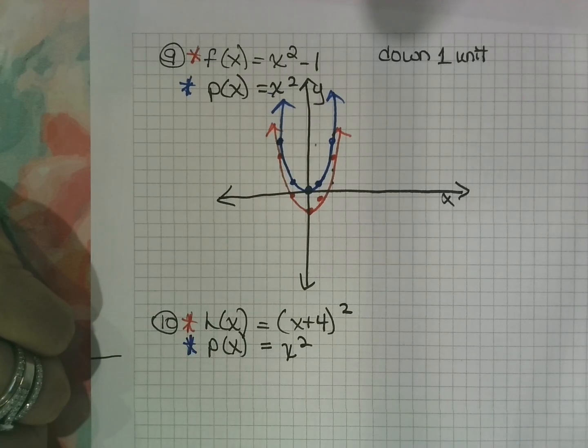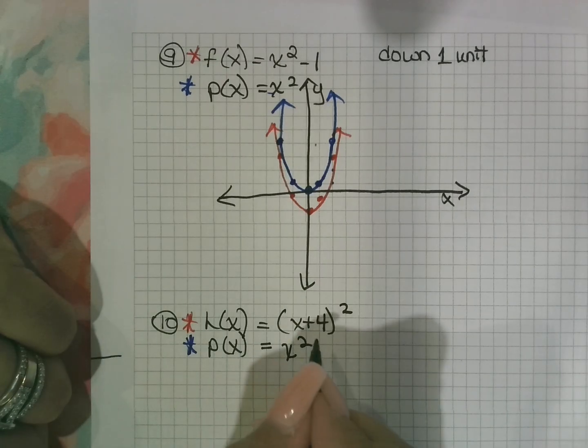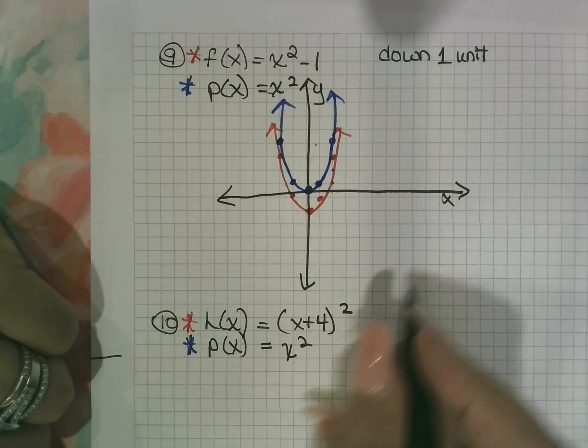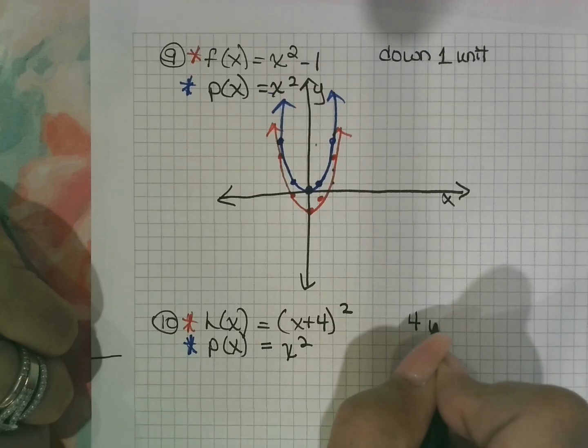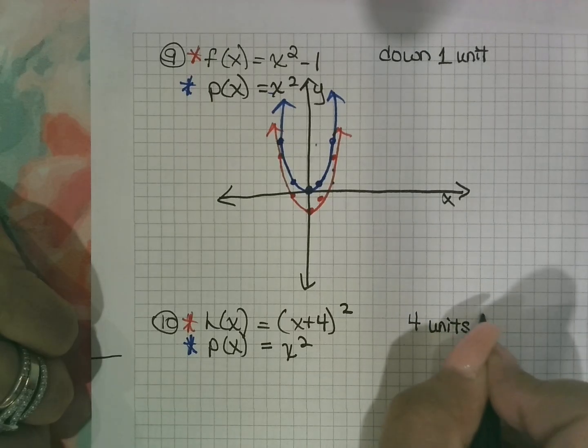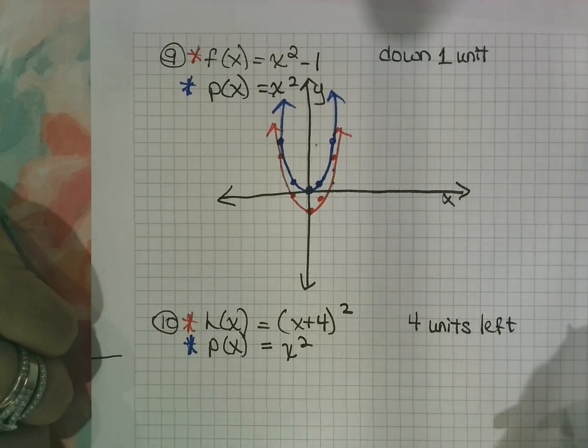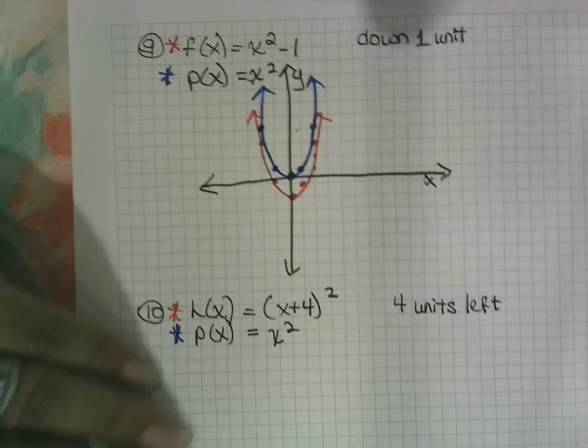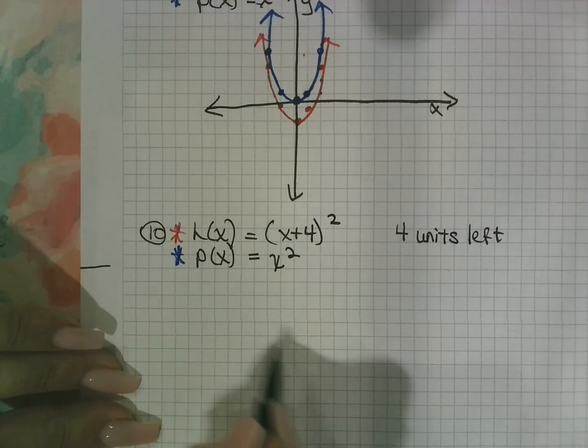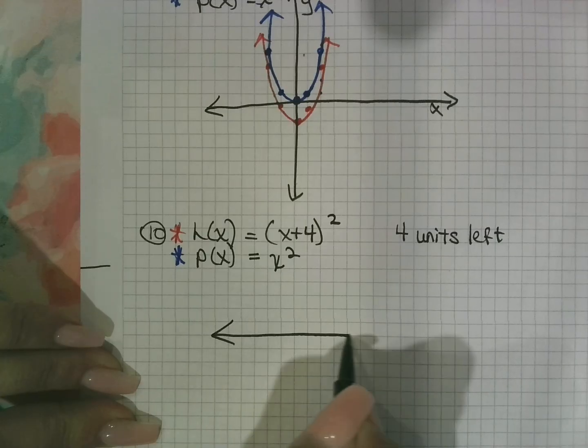We're going to look at the transformation. There is a +4 inside the function. That means 4 units to the left, the opposite of what you would be thinking. And let's go ahead and graph.